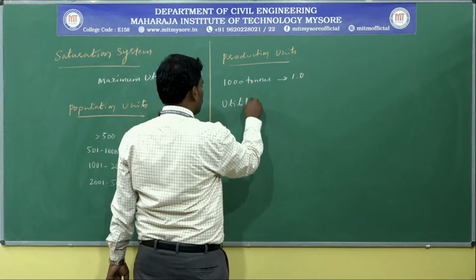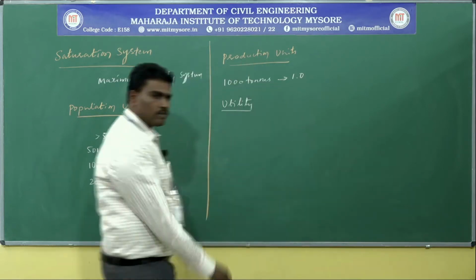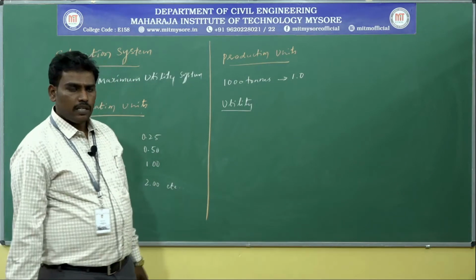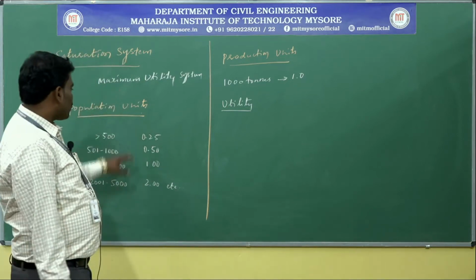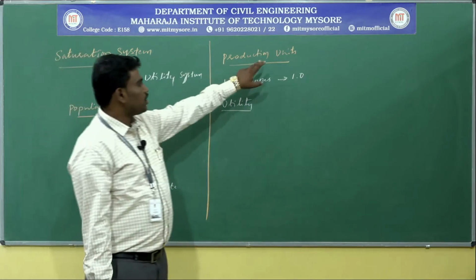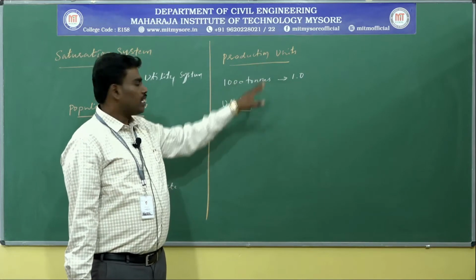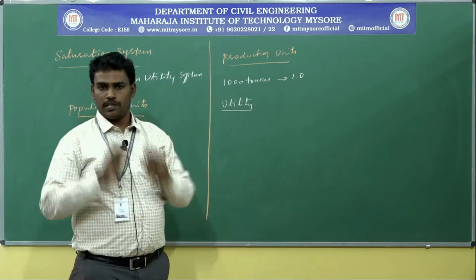What do you mean by utility? It's very simple. Both population units and production units are added together will give the total utility units.